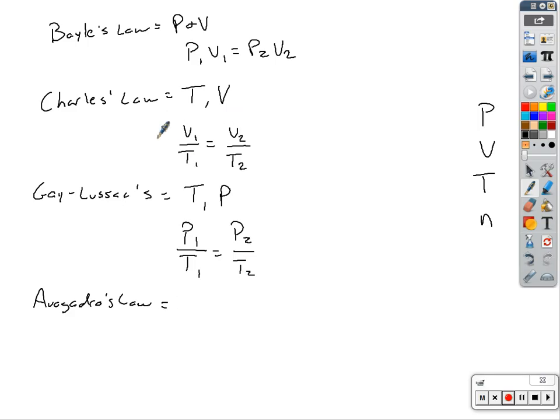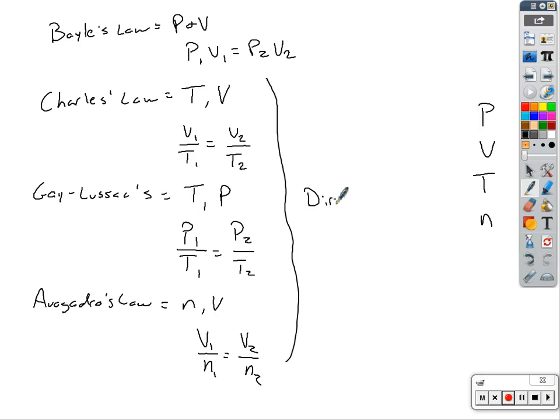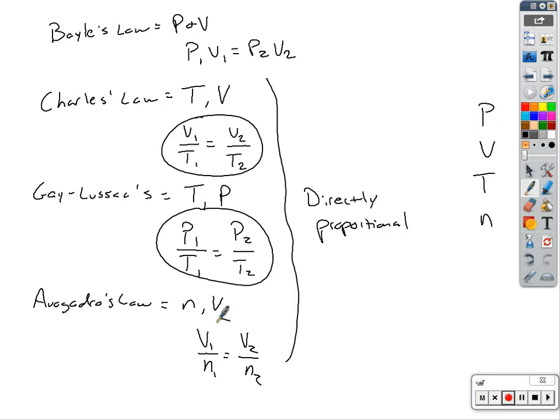Avogadro's, again, similar to Charles' law. But instead of seeing how the temperature affects volume, we're going to look to see how amount affects volume, N and V. And as always, the other two variables have to be constant. So pressure and temperature must be constant. And if they are, amount and volume are directly proportional. Again, another directly proportional law means that we're going to see a very similar equation. These are the directly proportional laws. And again, because they're all directly proportional, we see very similar equations in those three. Boyle's is the only inversely one. So it looks different.